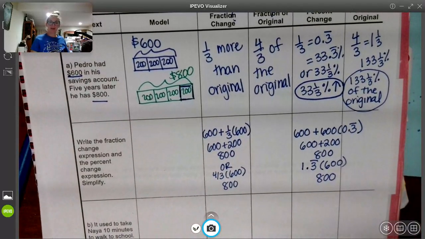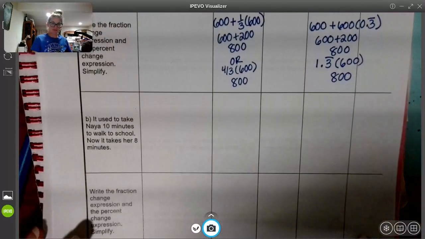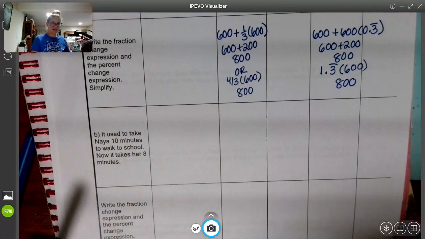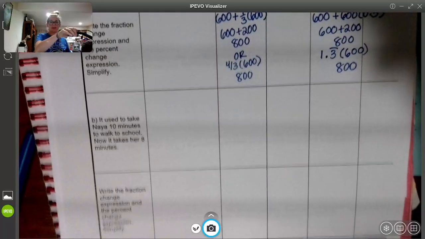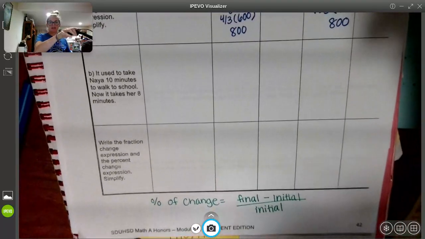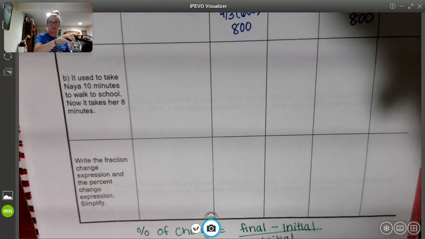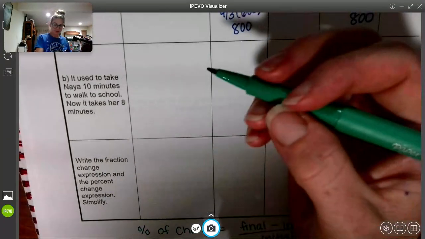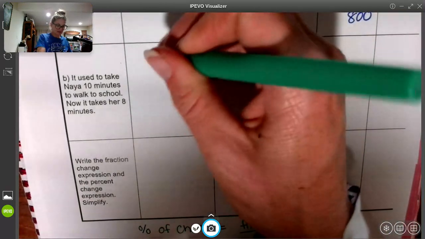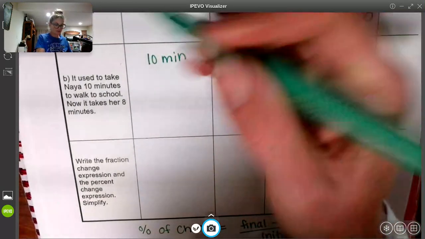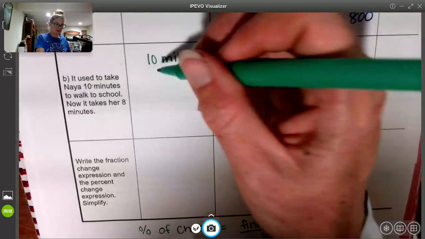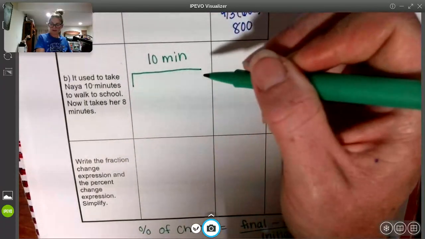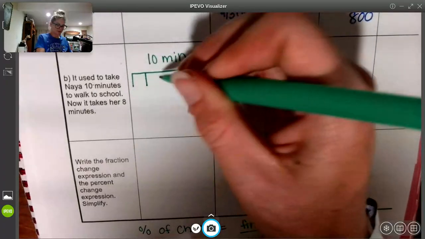So let's look at something without a repeating decimal. I think it might make a little more sense. So let's look at Naya. She used to take 10 minutes to walk to school, and now it takes her 8 minutes. This is going to be a decrease. So originally it took her 10 minutes. The greatest common factor of 10 and 8 is 2. So how many boxes of 2 do I need to make 10? That's right, it's 5.